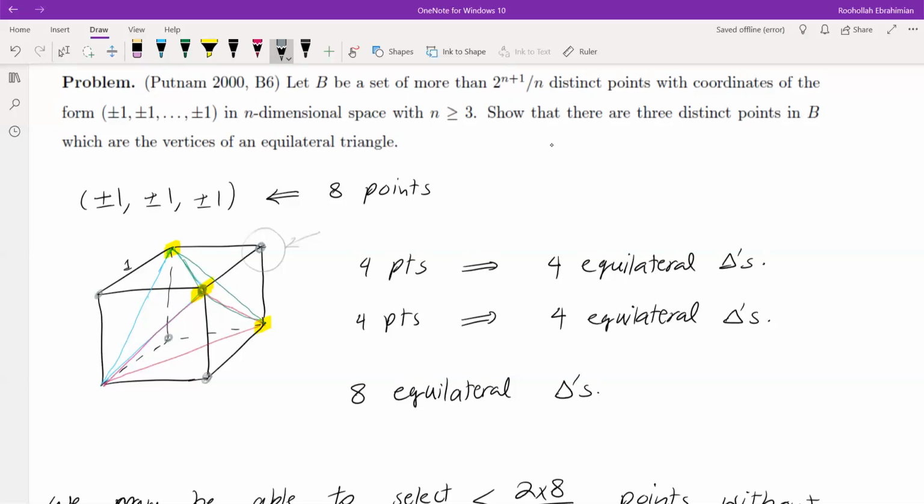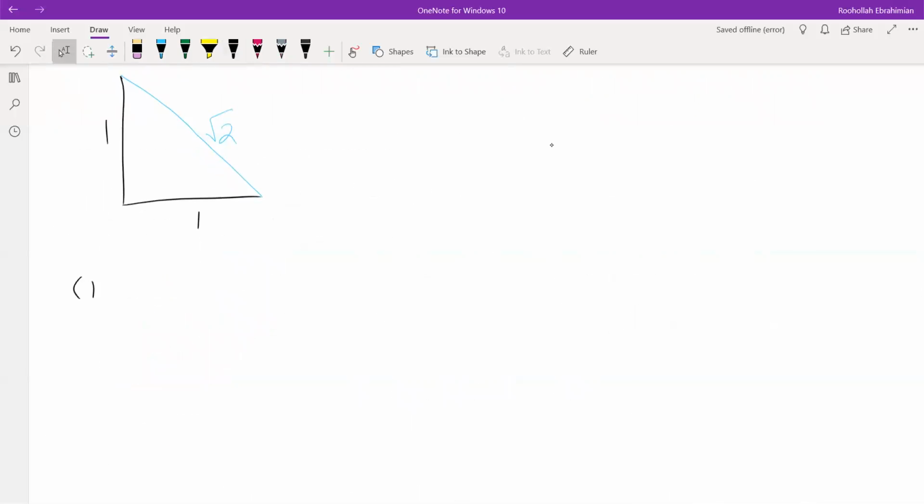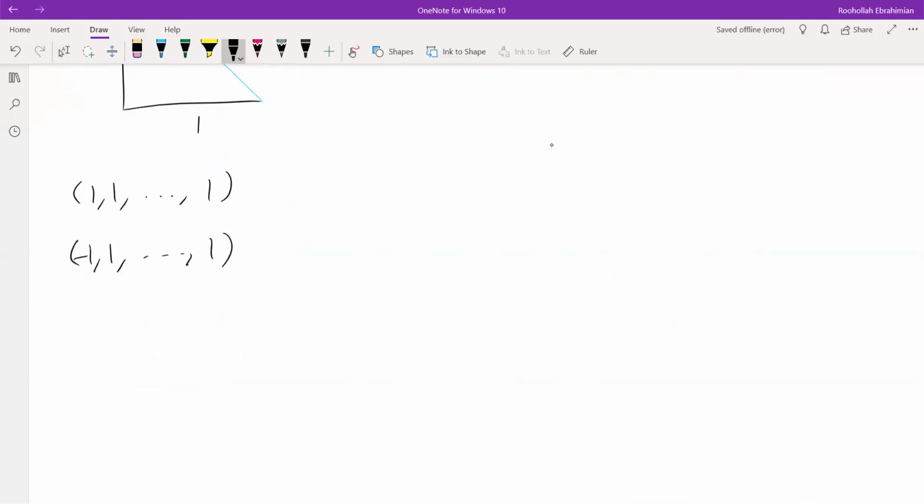And then I can use the same idea here. I seem to be able to actually repeat this argument. If I start from 1, 1, 1, then I can look at all of the neighbors of this. Neighbors means the ones that have exactly one different coordinate. So negative 1, 1, 1, then 1, negative 1, 1, 1, and all the way to 1, 1, 1, negative 1.